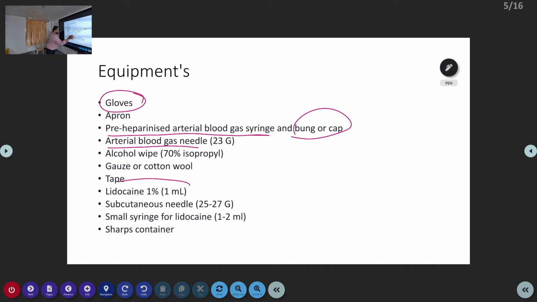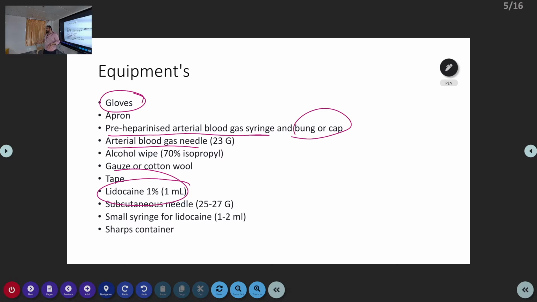And one important thing that you see here is lidocaine. Why do you want lidocaine? See, ideally for all ABGs you have to give a local anesthetic with lidocaine, because has anyone of you taken an ABG yourself? It is a very painful procedure. When you are puncturing an artery, it's a very painful procedure. So what you have to do is give a local anesthetic agent, lidocaine, around 1 ml around the area where you are planning to introduce your needle. So that is very important. So lidocaine you need to take.